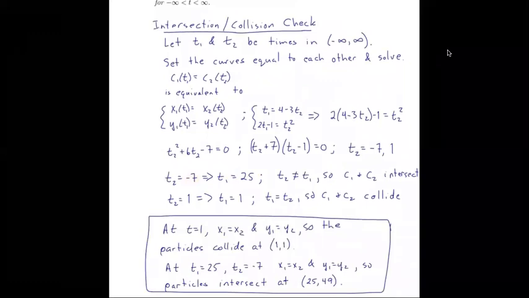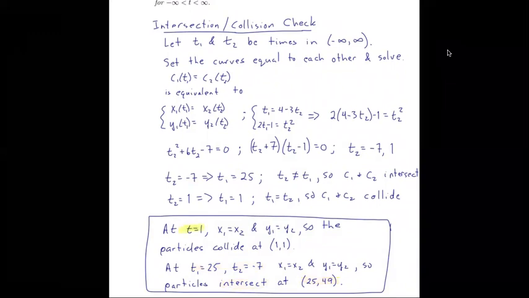And that point turns out to be 25, 49. X value 25, y value 49. So that's the intersection point, and that occurred at T1 is 25 and T2 is -7. Different times, but they do pass through the same xy coordinate. So that's an intersection point on these trajectories.